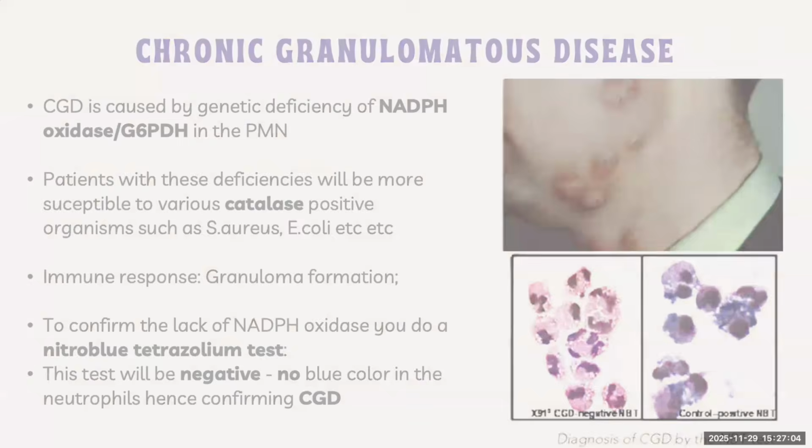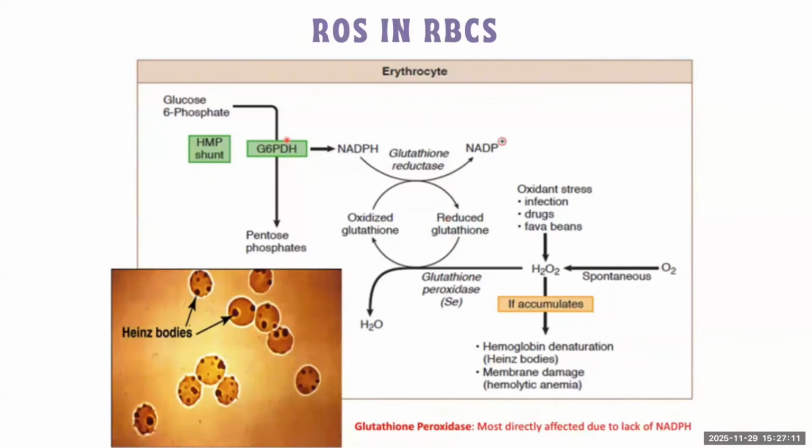Now let's move on. Now we'll be looking at reactive oxygen species in our red blood cells and how this will relate to G6PDH deficiency. So we've already seen this slide. You guys have probably already seen the slide in FND, but we'll be recapping it.